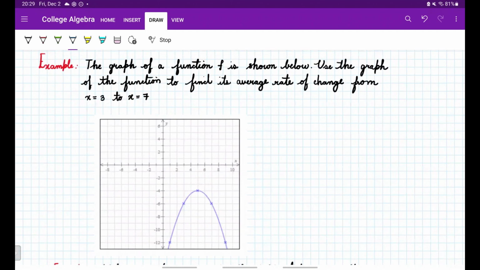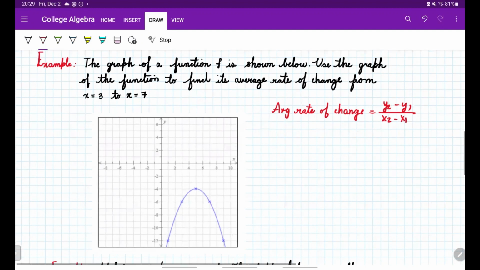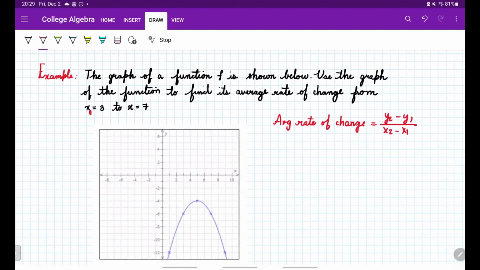It says, the graph of a function f is shown below. Use the graph to find its average rate of change from x equals 3 to x equals 7. So let me write down the formula again. We need average rate of change, which is change in y divided by change in x. We have x2 and x1 already given to us. Let us take this as x1 and this as x2. So x1 is 3, x2 is 7. We want to find what y2 and y1 are.